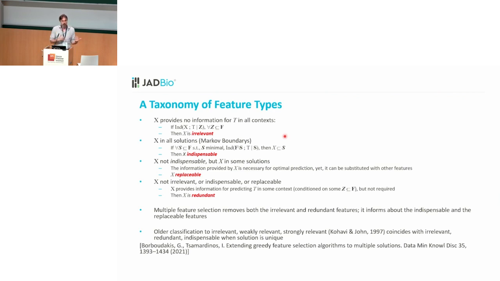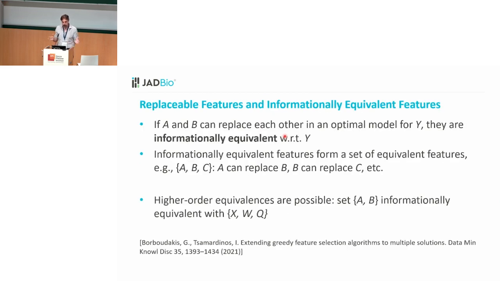So in multiple feature selection, we would like to throw away the irrelevant, we'd like to throw away the redundant, and inform the user that these are the indispensable, these features are replaceable. And to be more specific, if A can replace B in a model, they're informationally equivalent with respect to Y. We can group these informationally equivalent features, let's say A and B and C, if one can replace the other in a final model. And of course, this is a limited version; you could have a whole set of features replacing another set of features in the general case.